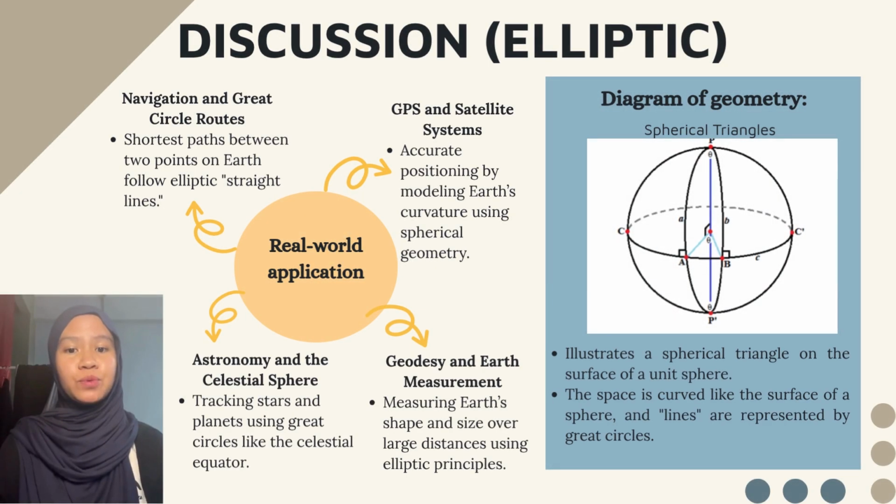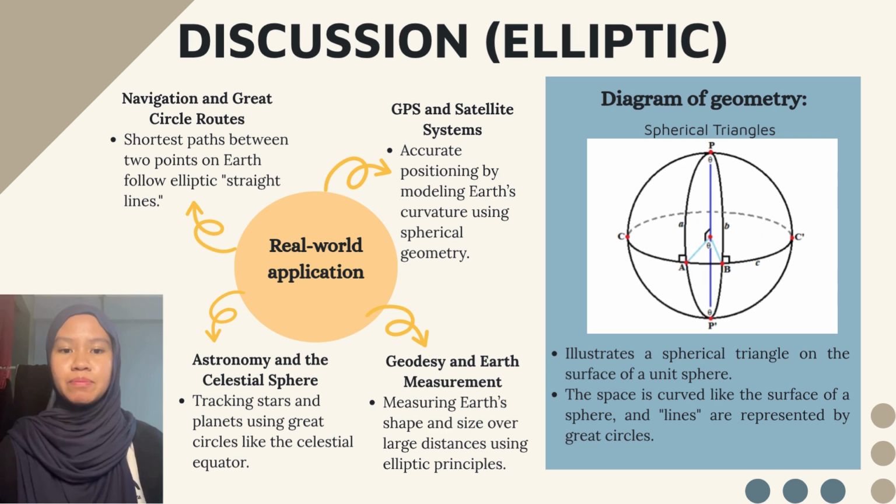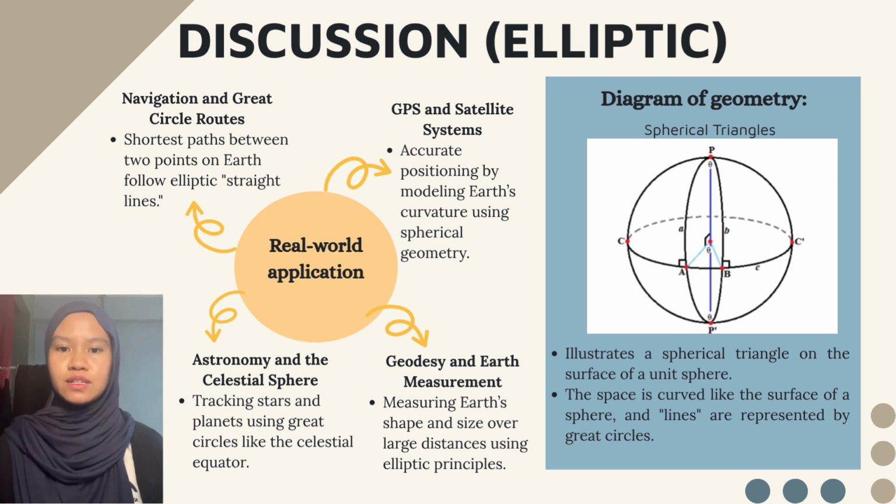Finally, elliptic geometry. In navigation, airplanes and ships follow great circle routes, which are straight lines in elliptic terms. Second, GPS satellites rely on elliptic geometry to calculate position accurately by accounting for the Earth's curvature.